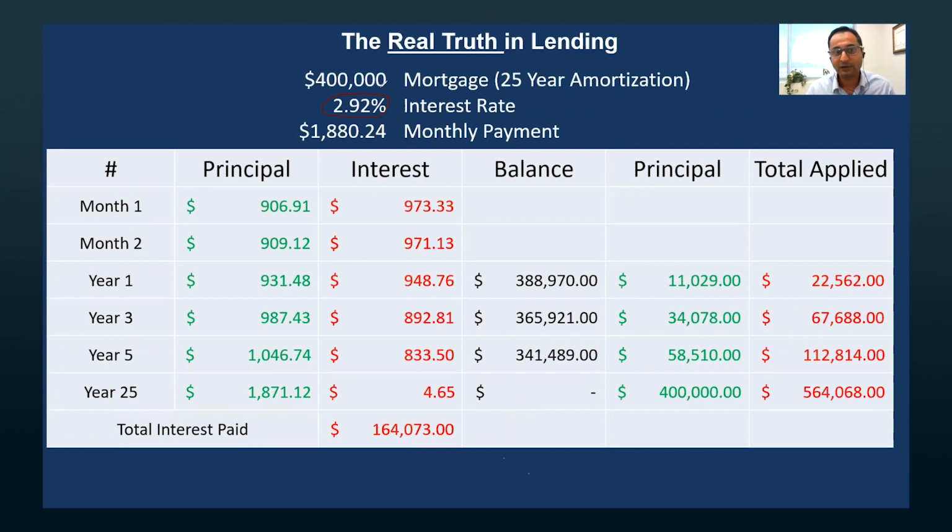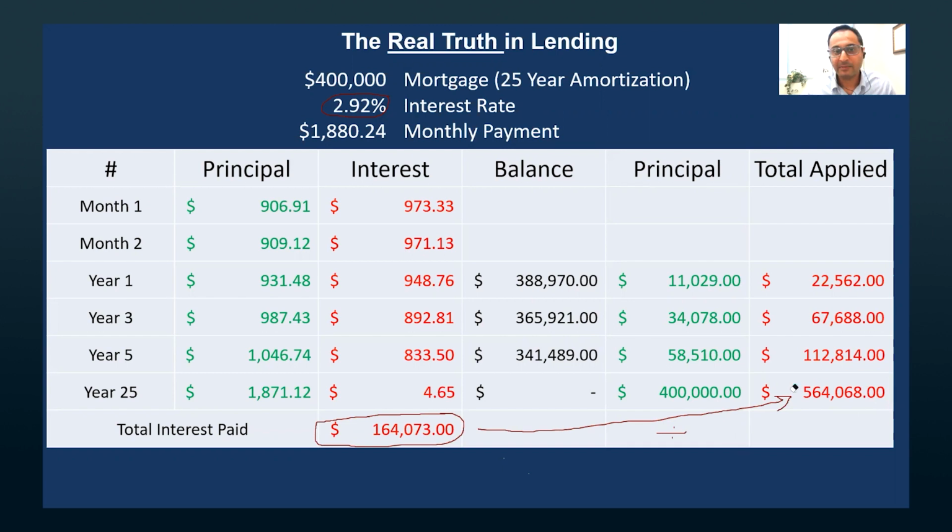We borrowed $400,000 in this transaction to buy a house. Let's just assume we stay in the house for 25 years. We end up paying the bank $564,000 in total money. And out of the $564,000, $164,000 is the interest paid. So total interest volume paid over 25 years is almost 40% of what we borrowed. And that is the volume, and that is insane. And that is how we help the wheels of banking turn.